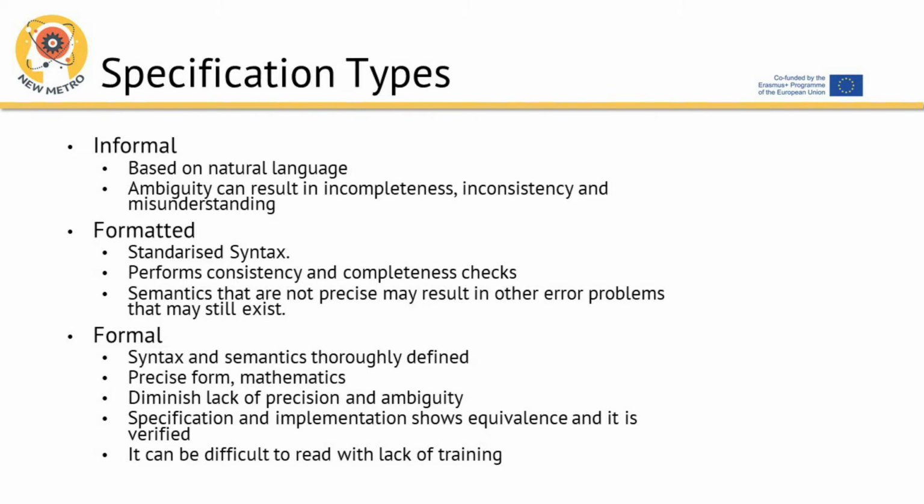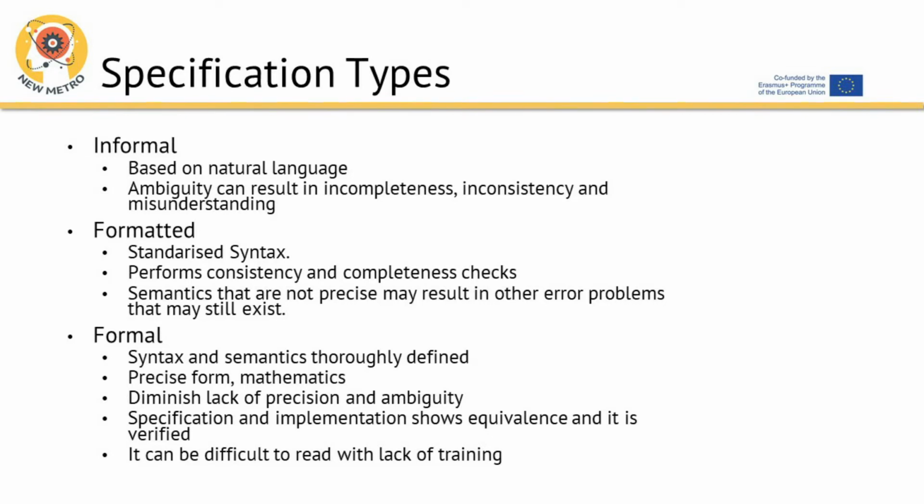Specification types. Informal. Based on natural language. Ambiguity can result in incompleteness, inconsistency, and misunderstanding. Formatted. Standardized syntax. Performs consistency and completeness checks. Semantics that are not precise may result in other error problems that may still exist.